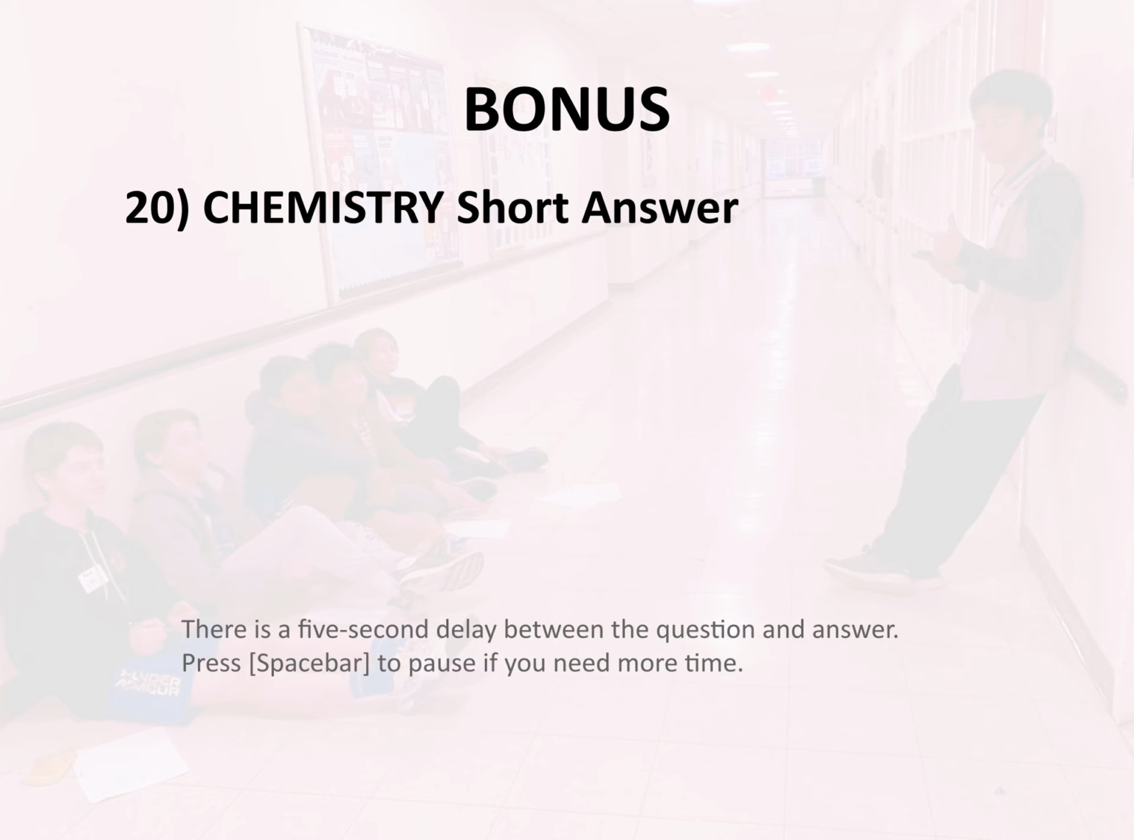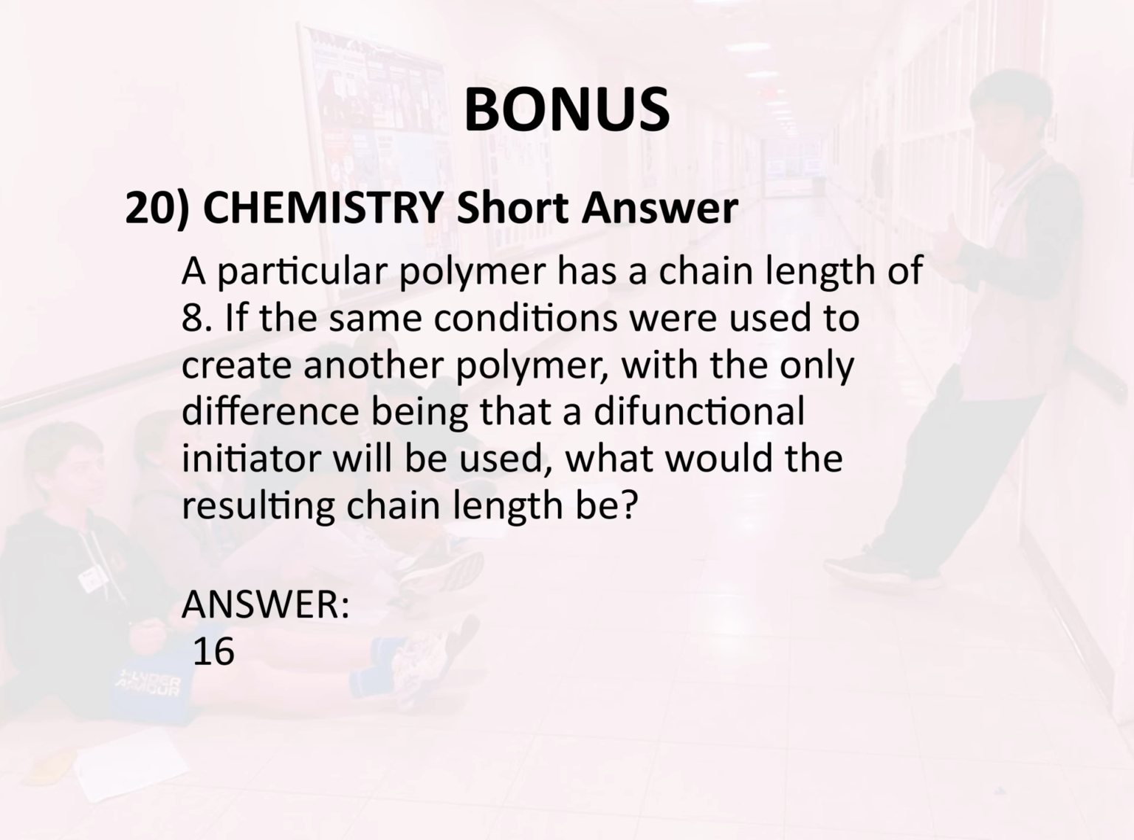Bonus 20. Chemistry. Short answer. A particular polymer has a chain length of 8. If the same conditions were used to create another polymer, with the only difference being that a difunctional initiator will be used, what would the resulting chain length be? Answer: 16.